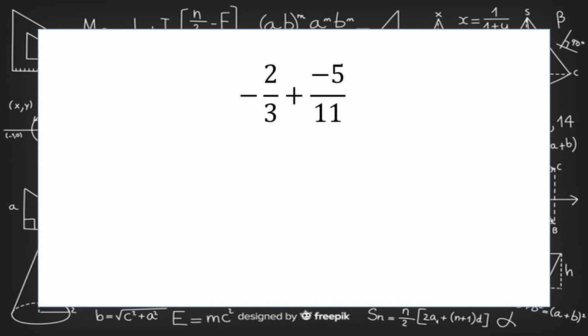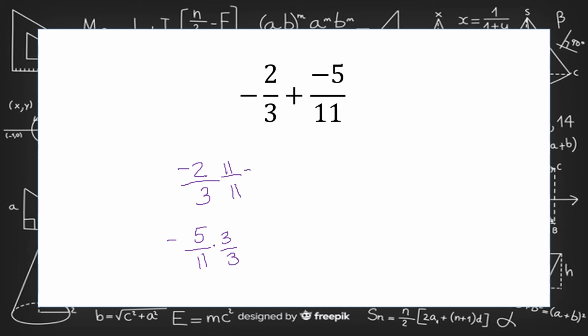Negative 2/3 plus negative 5/11. So I need to find the common denominator. I know numbers that 3 and 11 can go into. The only one they have in common is 33. So to get there, I'm going to have to multiply the first fraction by 11 over 11, and the second fraction by 3 over 3.